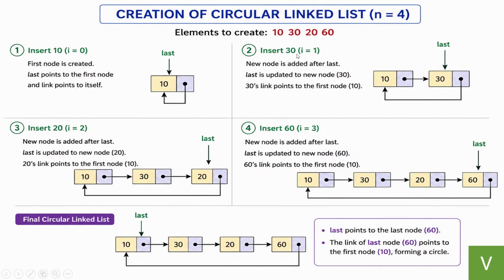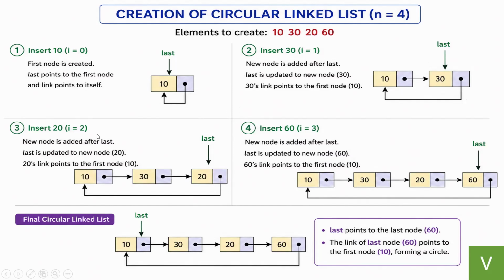Now let us see the second iteration. Now last corresponds to the first node. In the second iteration, if we are inserting 30, step 1, create an empty node using malloc. Step 2, scan the input element, that is, we will scan 30. Step 3, check if last is equal to null. Here, last is not equal to null. So the address corresponds to the first node. And also the previous node's address should be updated.